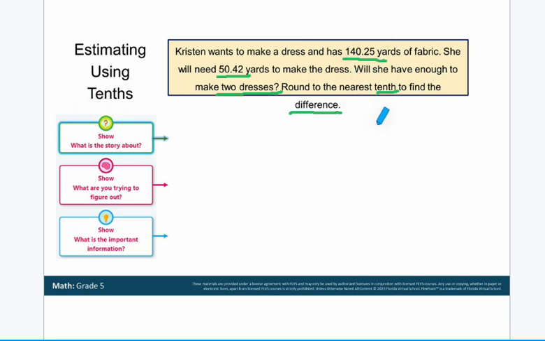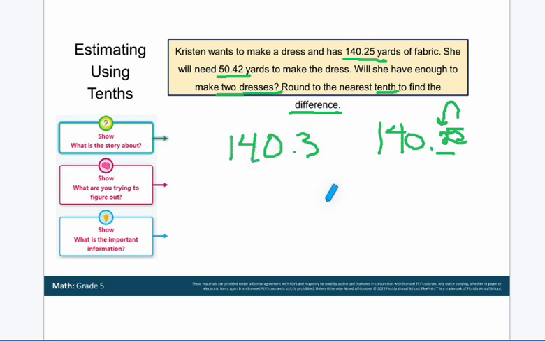So the most amount of fabric I have is this. I'm not going to the store. I'm not getting any more. So I have 140 and 25 hundredths. My 5 is going to change the 2 because I'm rounding to the 10th place value, which means I really have 140 and 3/10 of a yard.